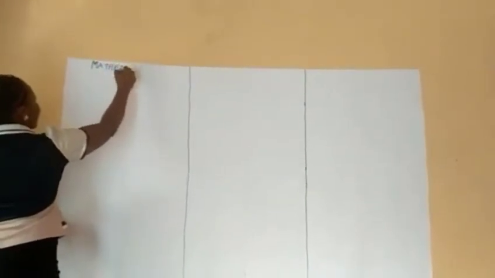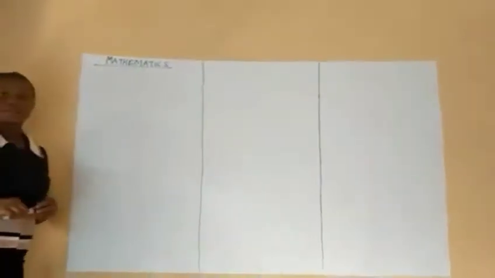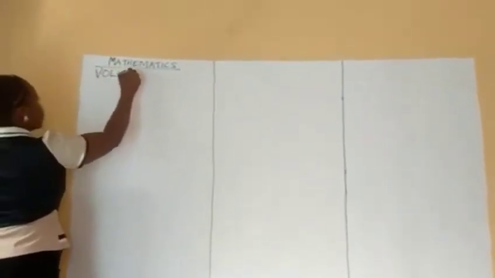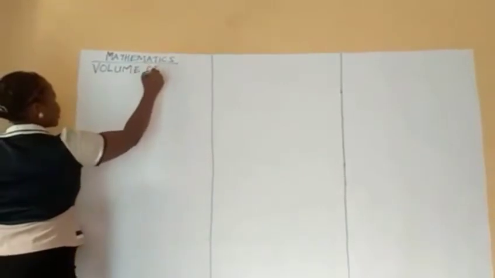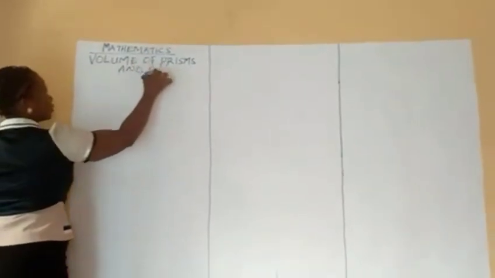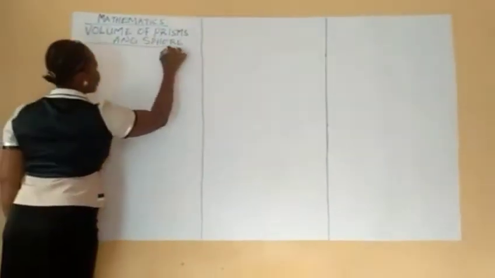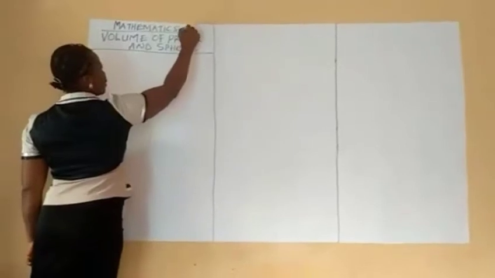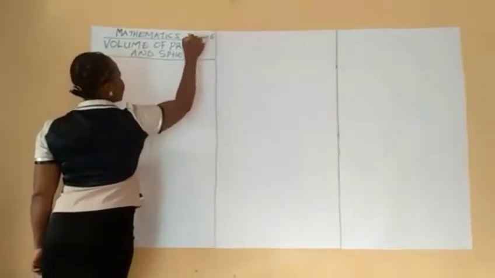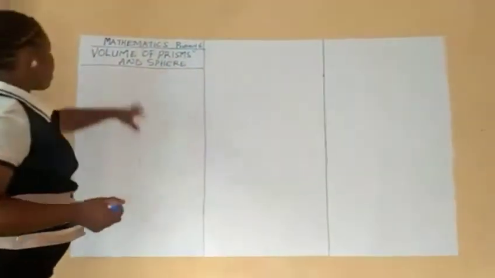And today we are going to be starting with mathematics. The topic we are going to be dealing with is volume of prisms and sphere. Remember, this is for primary 6, or you can say basic 5.